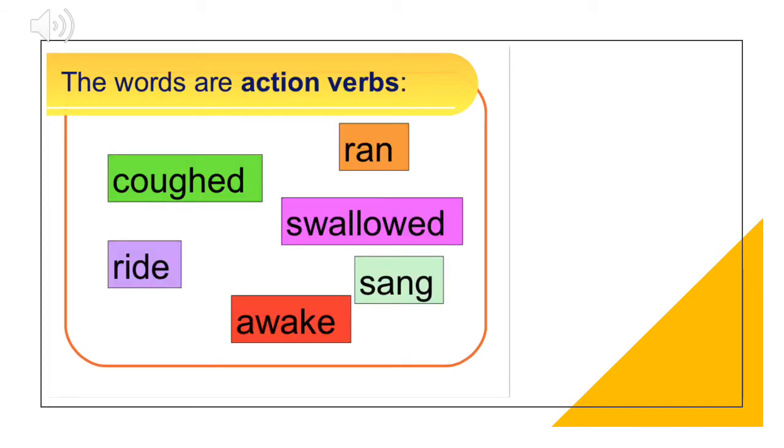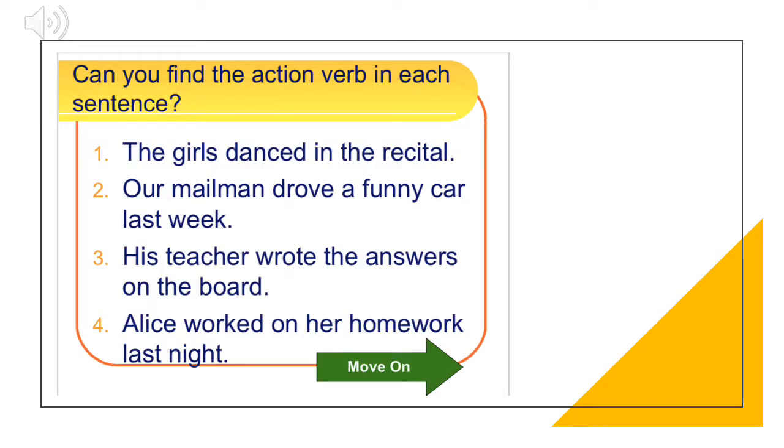Let's have a look at a few action verbs. Ran, coughed, swallowed, ride, sang, awake. Can you find the action verb in each sentence? Let's have a look. The girls danced in the recital. Our mailman drove a funny car last week. His teacher wrote the answers on the board. Alice worked on her homework last night. I want you to write down these sentences and underline the action verb in each sentence.